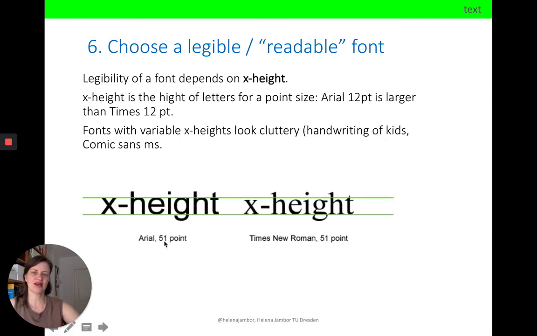So if you, at 51 points, for example, show the different heights of the letters, you can see that by using a Times New Roman font, you will over a whole page probably gain a lot of space and have maybe one line extra, which might be essential for a grant proposal. Fonts that have a variable X height do exist. For example, handwriting or Comic Sans MS very quickly look quite cluttery and shouldn't be used.